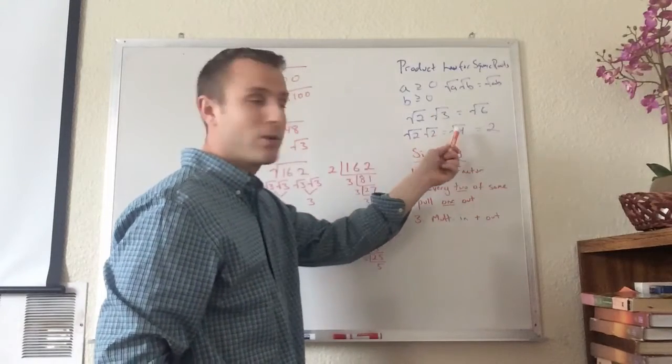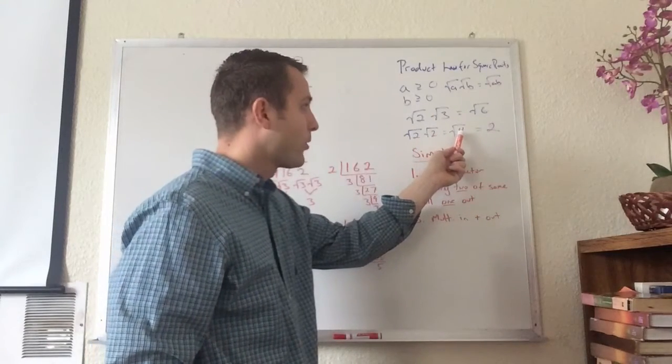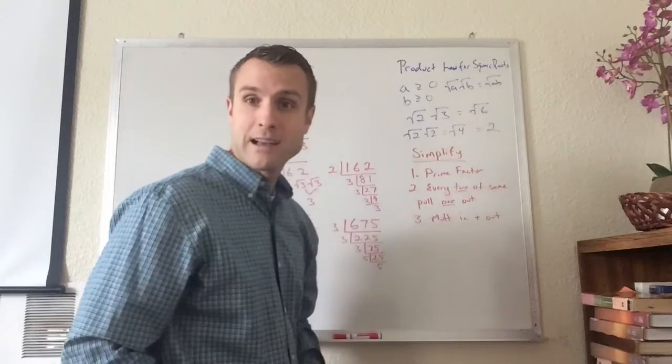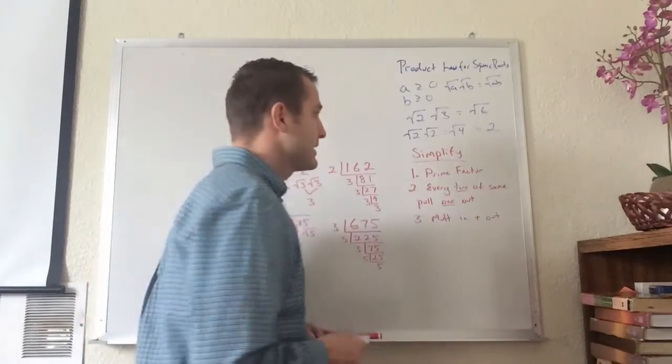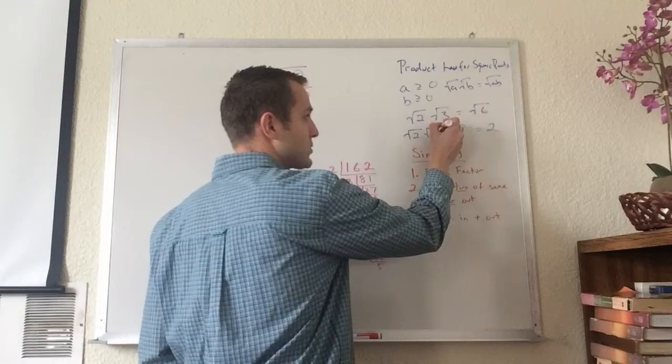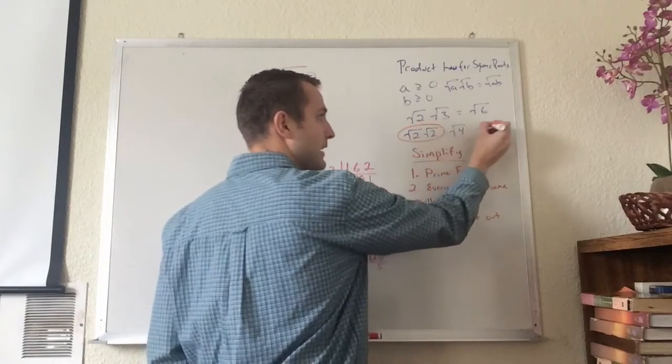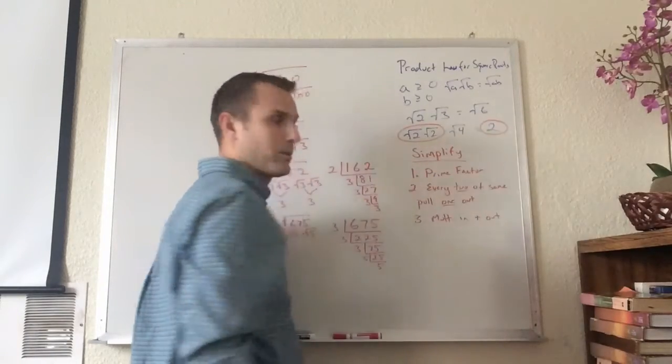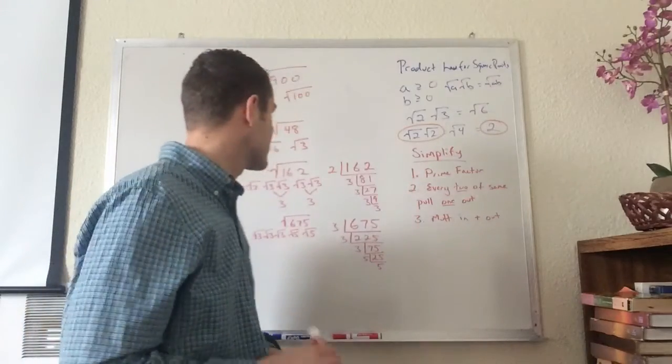The square root of 2 times the square root of 2 is going to be the square root of 4, which we know is 2. And that shows us something that's really important for this lesson. Anytime I multiply a square root by itself, it just equals that number. That's really important for this lesson.